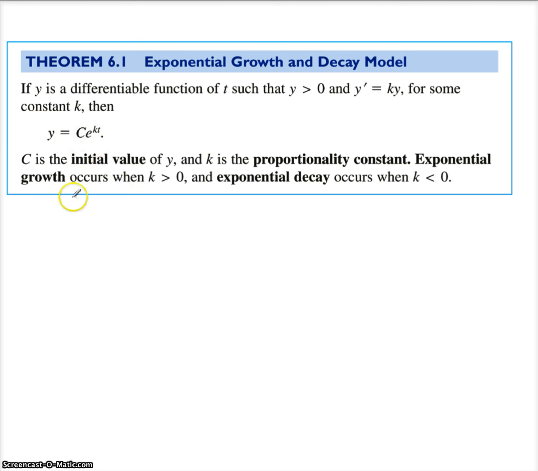C is your initial value. Let's look at what is y when t equals 0. Well, that's just c e to the 0, or just c. So if I ever have an initial amount, that's what I'm looking for. K is my proportionality constant. And if k is positive, we're going to have some exponential growth. If k is negative, we're going to have decay.